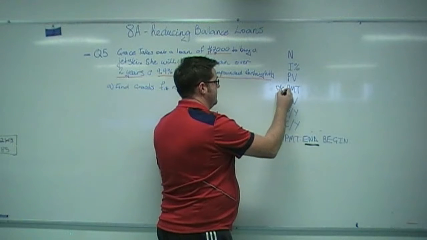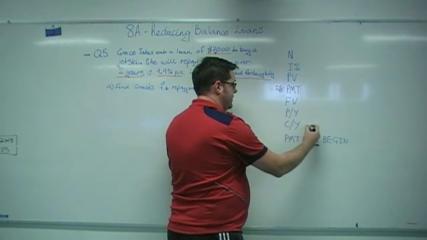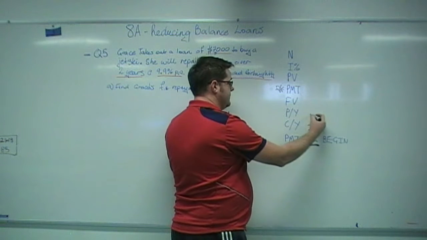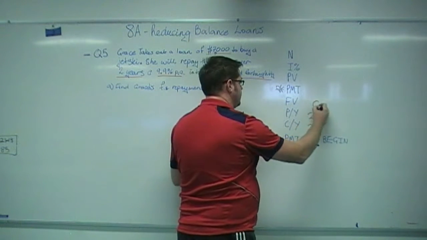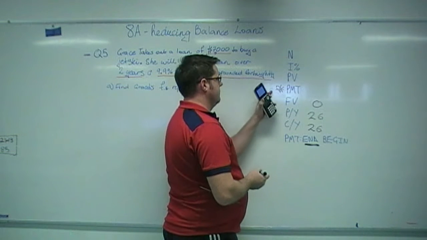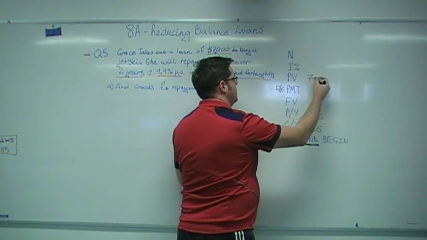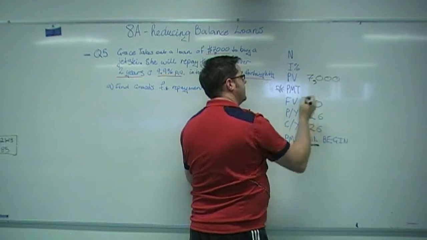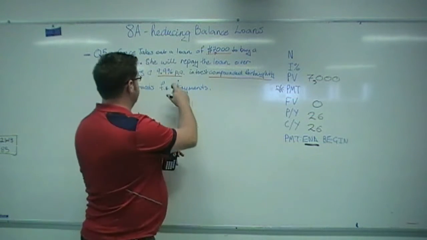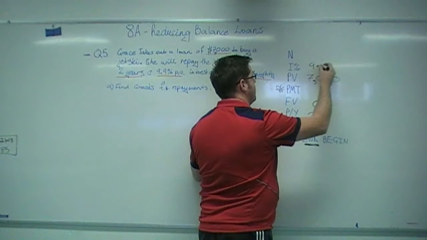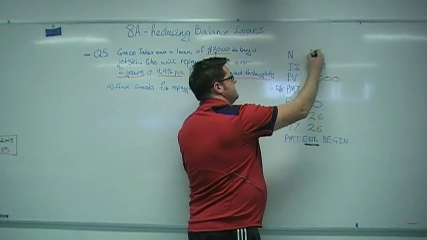So I'm wanting to find the payment, looking at the end. The compounding periods per year is 26. The payments per year is 26. The future value we want to be 0. We want to find the payment value. The present value is $7,000, and we're going to leave that as positive because that shows that it's an income to ourselves. The interest rate, we're told here, is 9.9, and the number of periods is 26 times by 2, which is 52.